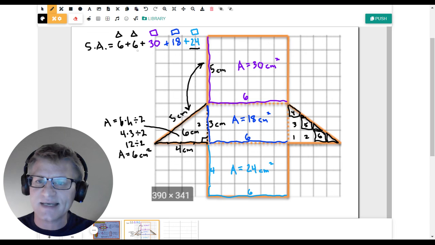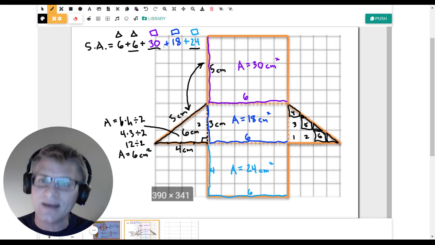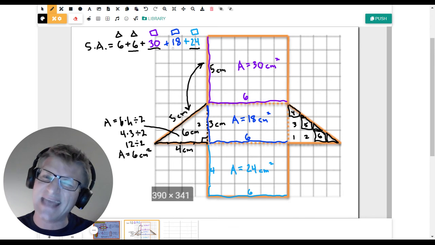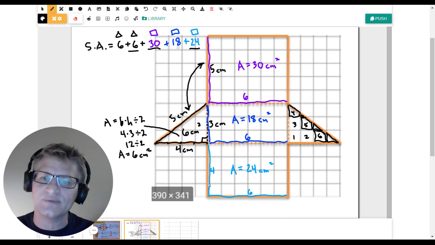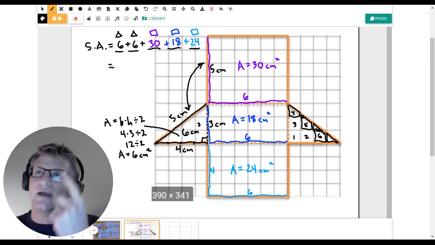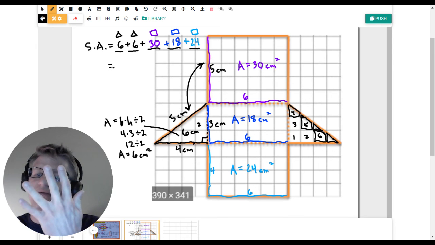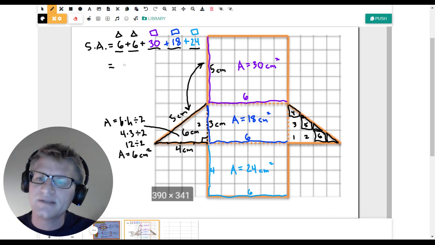24 and 6 give me 30. I like that a lot. 30 plus 30 gives me 60. I like that a lot. 60 plus 18 gives me 78. Because 60 plus 20 would give me 80, so minus 2 is 78. And 78 plus 6 would give me, let's see, 78, 79, 80, 81, 82, 83, 84. So surface area.